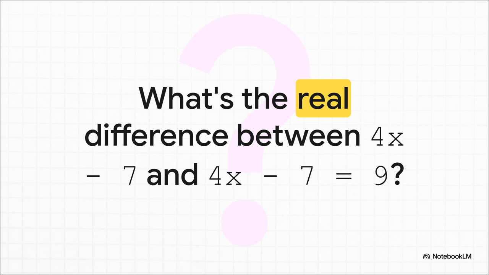So just take a look at these two. At first glance, they're practically identical, right? Both have numbers, that variable x, some basic math going on, but one of them has this tiny little symbol, just two parallel lines. That completely changes the game. So what is the real difference here? That is the big question we're going to unpack together.